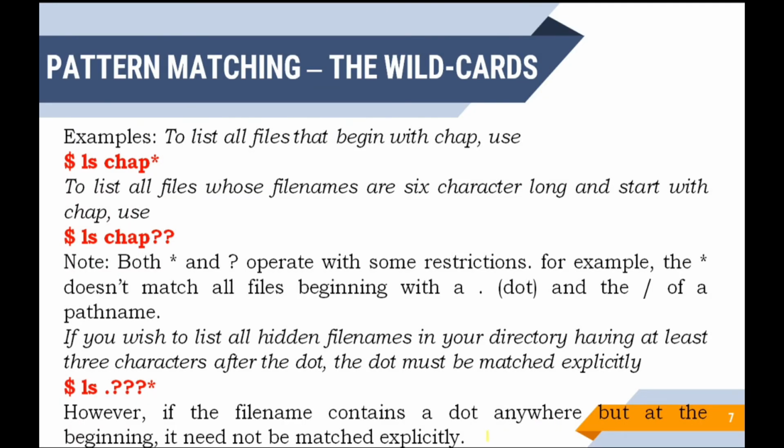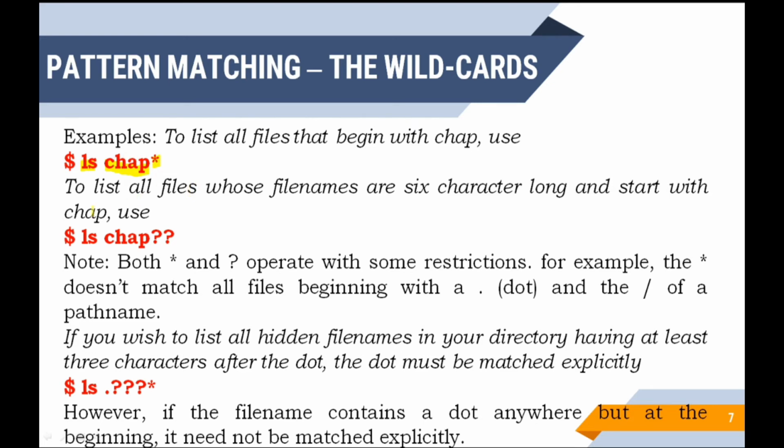Then we will see some examples. In the first example, I want to list all the files which begin with CHAP. I don't know how many files there are, and I just want to list all the files which begin with CHAP, that is chapter. So I will write ls -l, where l is for long listing, then CHAP. The file may start with CHAP and after that contain any number of characters, so for that I am going to specify the star: CHAP star.